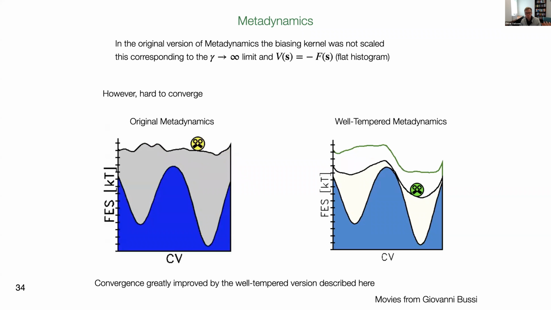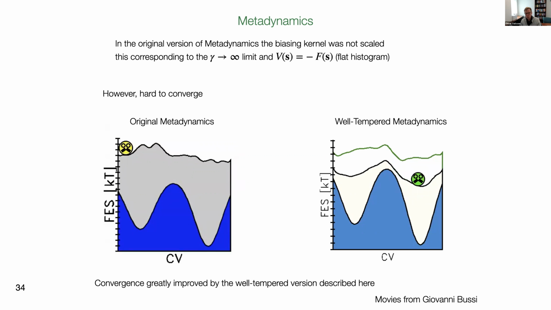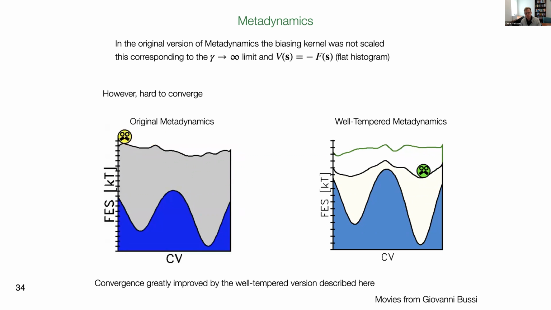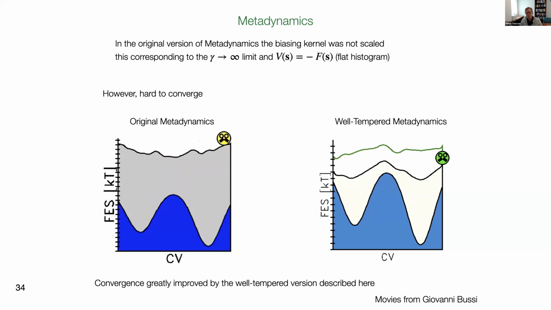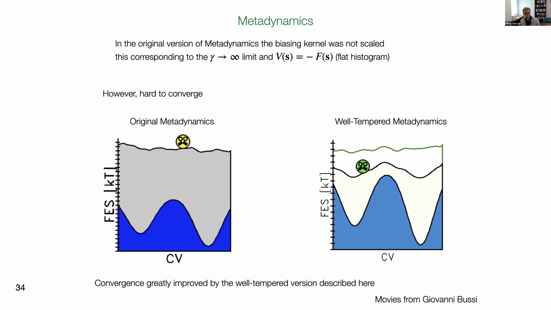than original meta-dynamics. In original meta-dynamics, what people sometimes do is use a time average of the bias potential to obtain the free energy surface. But generally, I would recommend using well-tempered meta-dynamics.